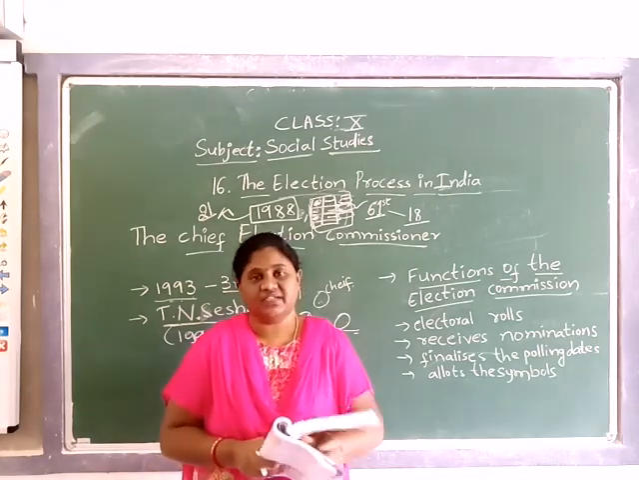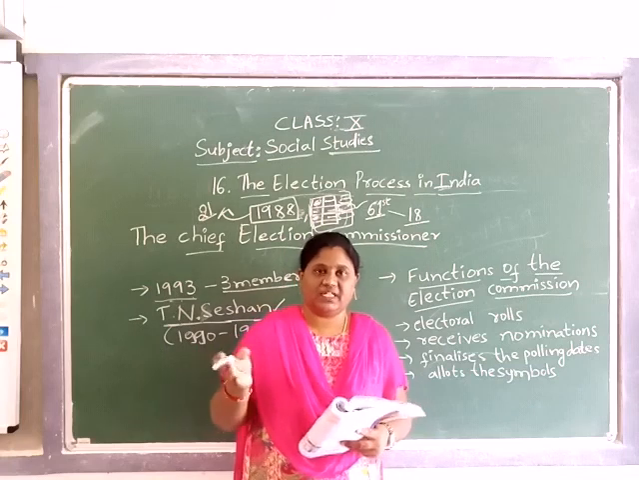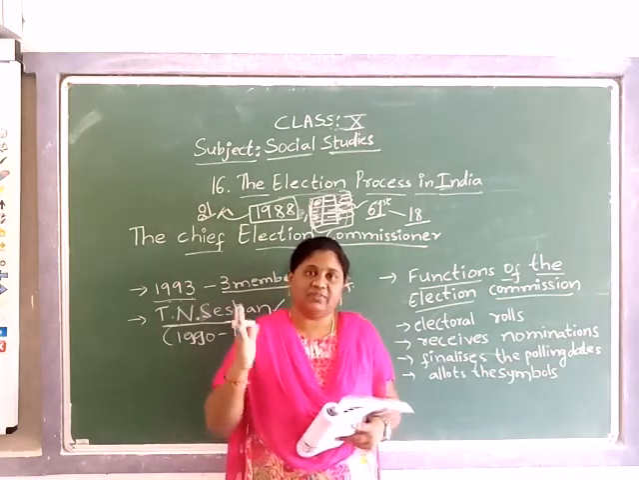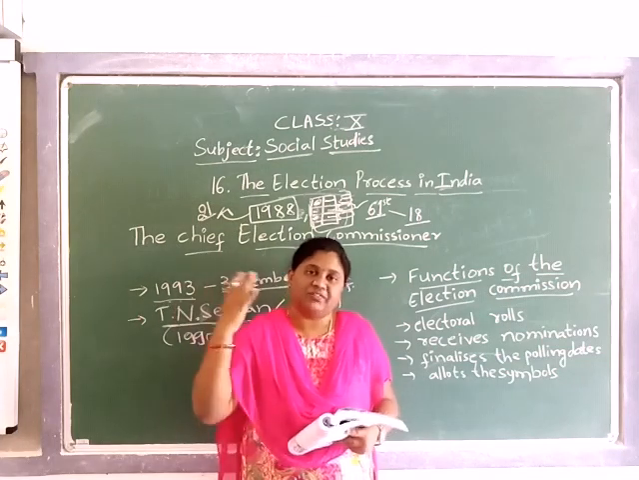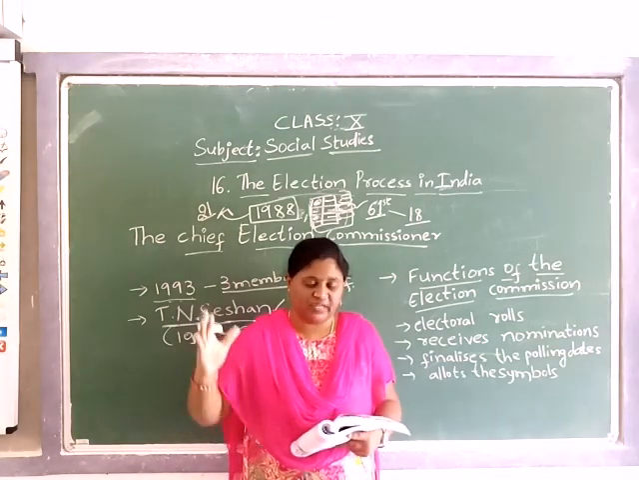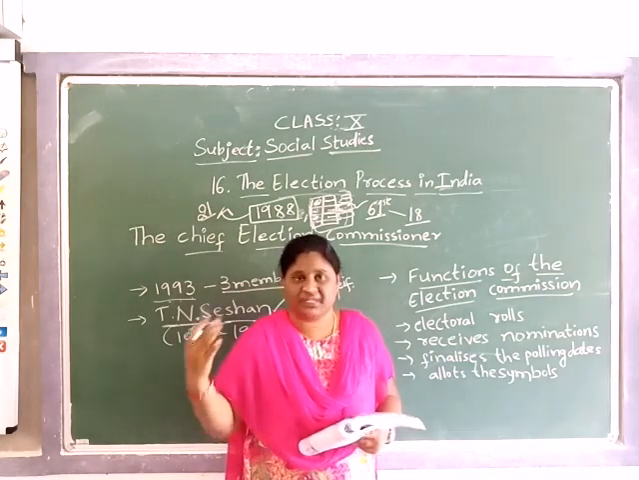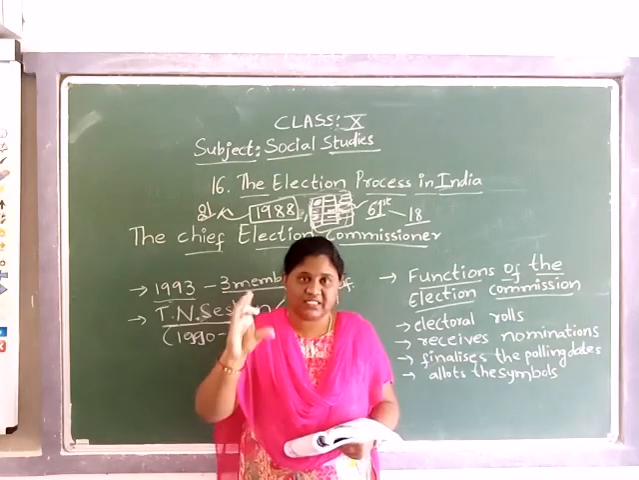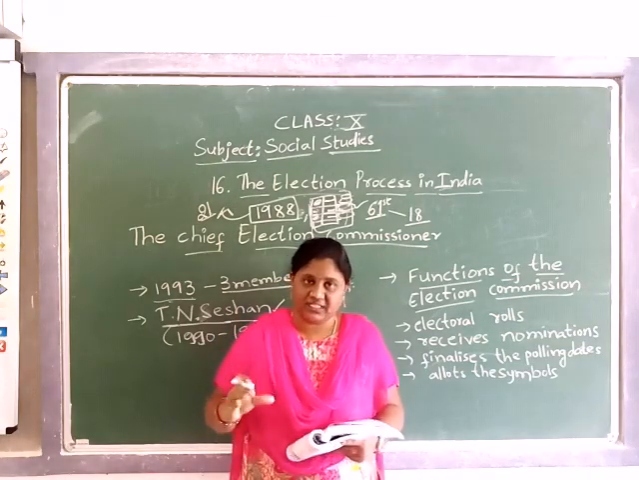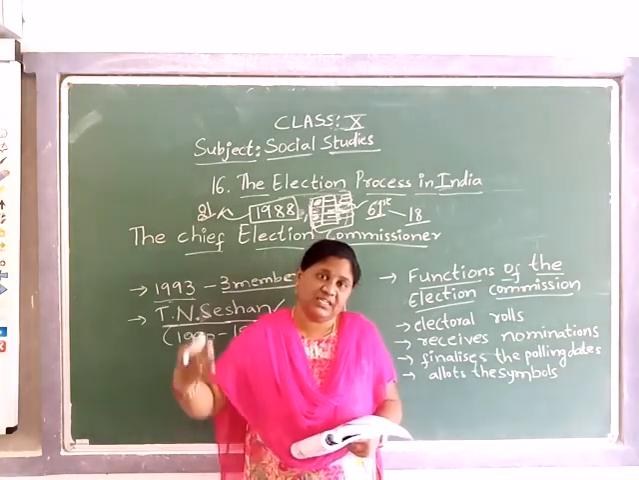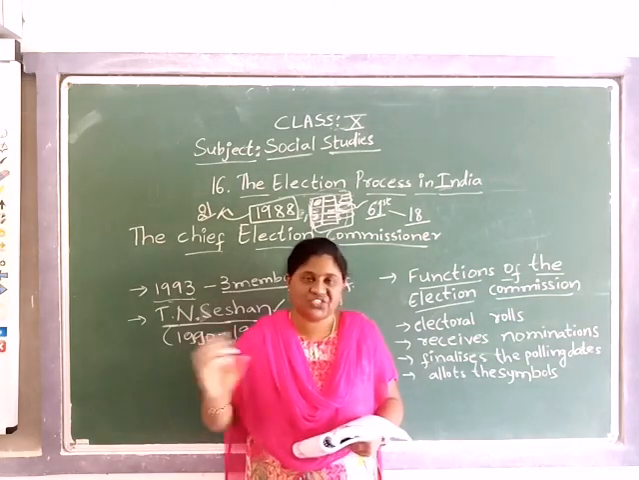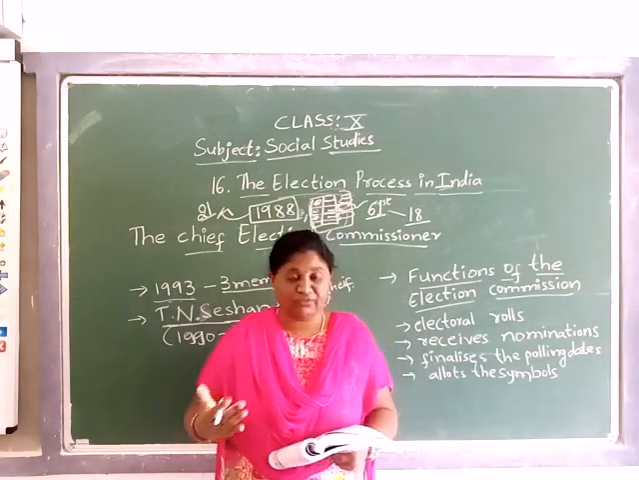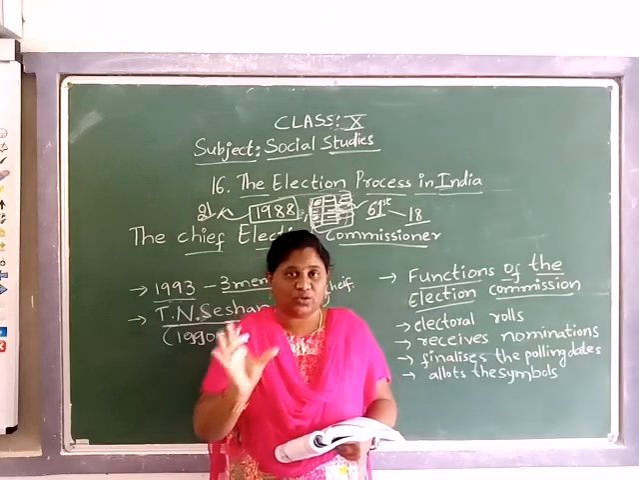See what the functions are. They have to go for conducting elections. First of all, they go for the population record. According to the population, they divide into constituencies. After dividing the constituencies, they allot symbols to the representatives. Understood? And then they go for finalizing the polling dates, and they receive the nominations. After receiving, they also cross-check each and everything. They allot the symbols, and they appoint some inquiry officers who observe electoral malpractices.